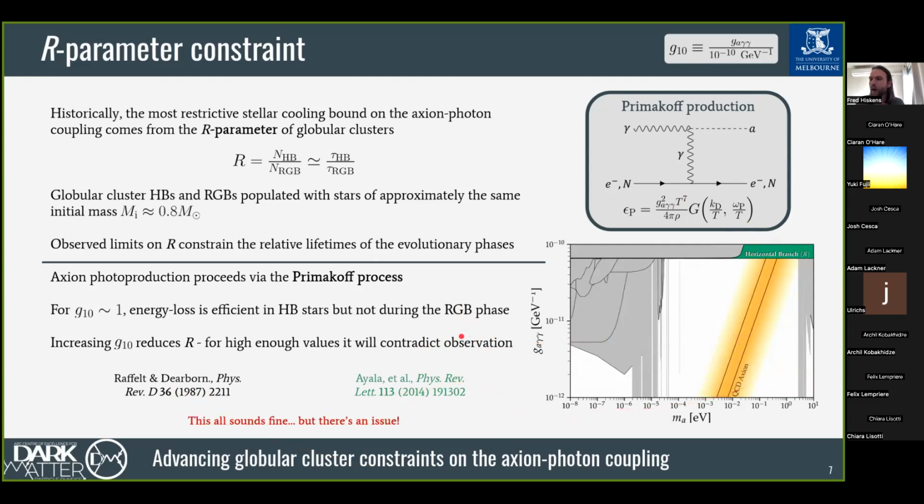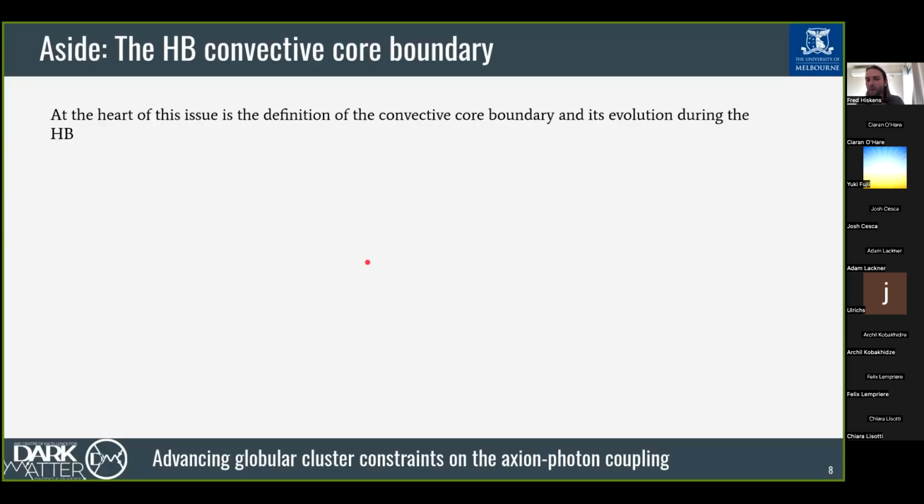And this all sounds fine, but as I've been trying to say, there is an issue here, and we'll discuss that now. I want to give you a good explanation of this issue, and so to do this, I hope you'll permit me a quick little detour into the world of convective structure in horizontal branch stars, and we'll build up to it. This first slide will contain a few definitions which are going to be relevant for both this part and also the discussion I want to have in part 2.